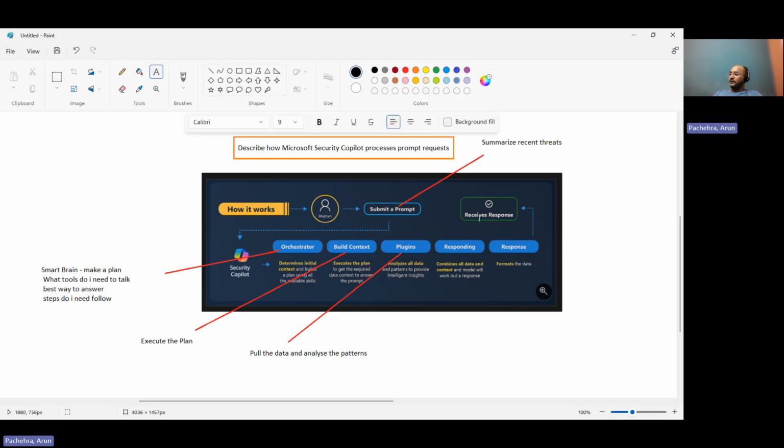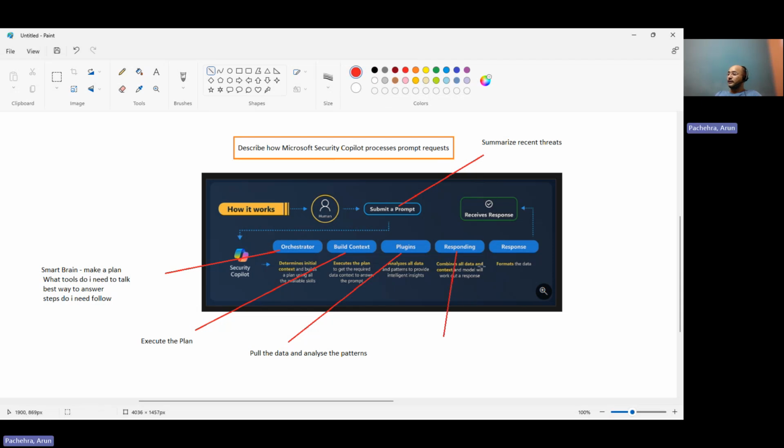Now we have to give the response. Orchestrator made a plan to answer the question, and build will execute the plan with the help of plugins, because plugins will help you to pull the data. Correct? Now, because we need here the incident, as we were giving the example, pull all the security incidents, pull the data from Sentinel and all. So that's what is happening, pulling the data with the help of plugins. Now responding. Now here the responding will happen.